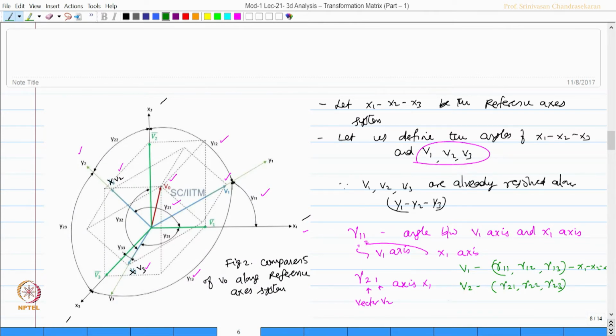with reference to x 1 x 2 x 3. Similarly, V3 makes an angle gamma 3 1, gamma 3 2, gamma 3 3 with reference to x 1 x 2 x 3. Is that clear? So, this figure is clear.